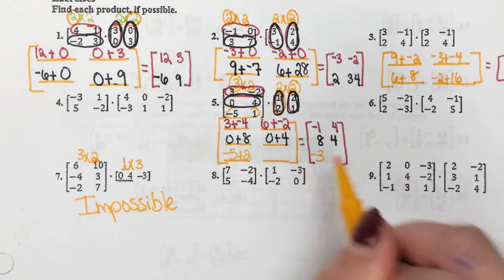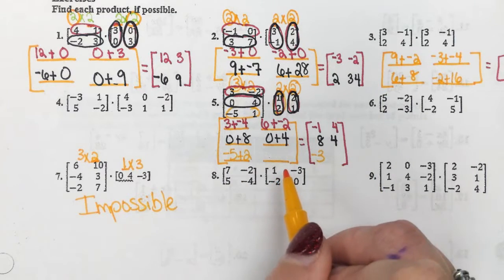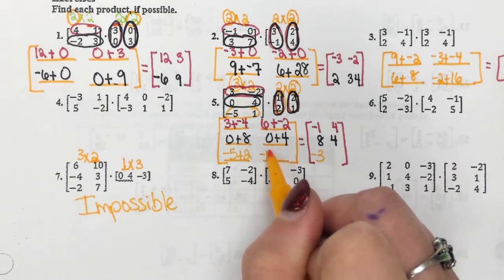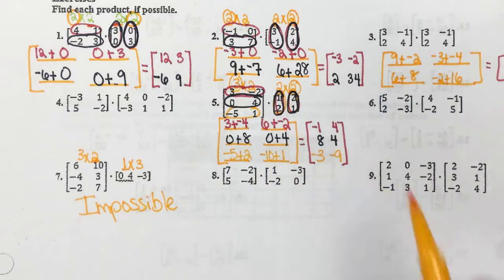What is 6 plus negative 2? Is that okay if I just switch to 6 minus 2? Yeah. Okay, there's the answer for number 5. All okay?